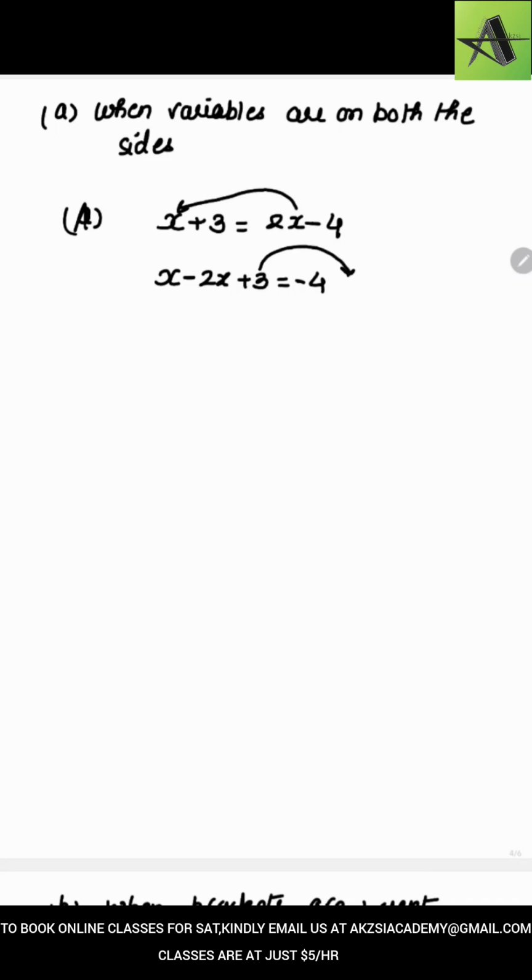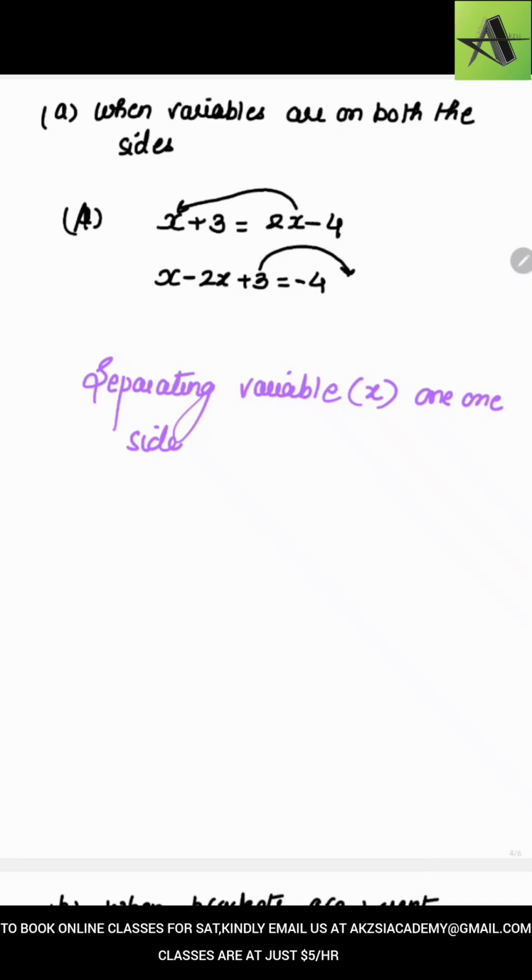So what I'm doing when the variables are on both the sides, I'm just separating out the variables on one side and numbers on another side. So what we are doing, we are separating variables, in this case x obviously, on one side. Variable, that is your assigned variable, on one side, and numbers on the other side.